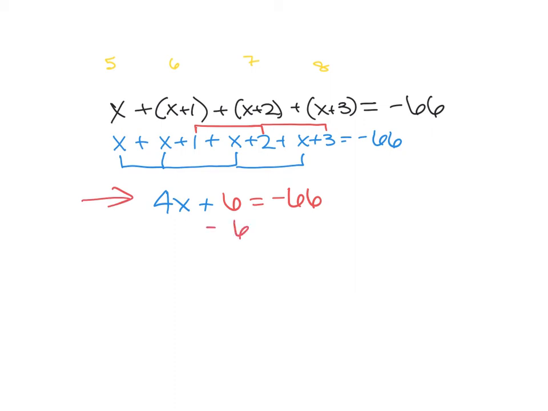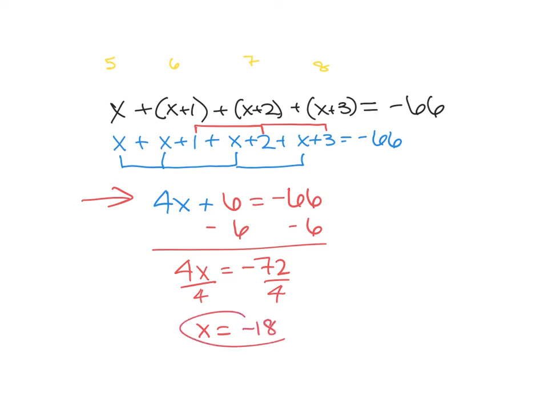So I'll subtract 6 from both sides, and I see that I have 4x equals negative 66 plus a negative 6 will give me a negative 72. And then if I go and I divide both sides by 4, I end up with x equals a negative 18. So that tells me what x is.